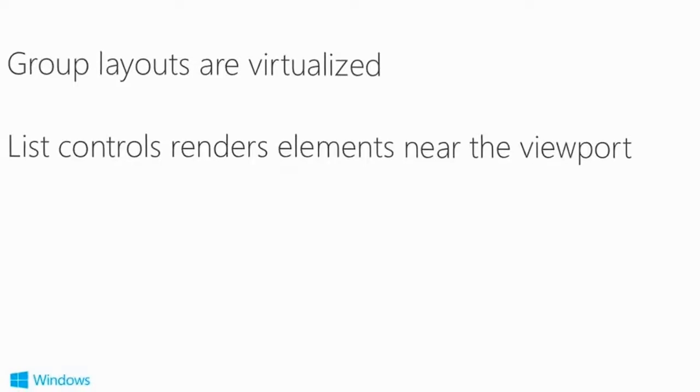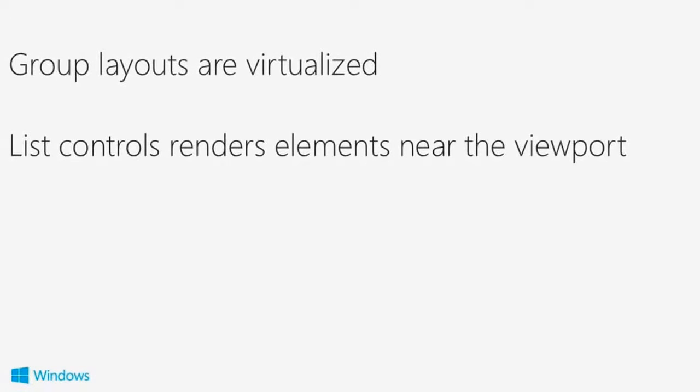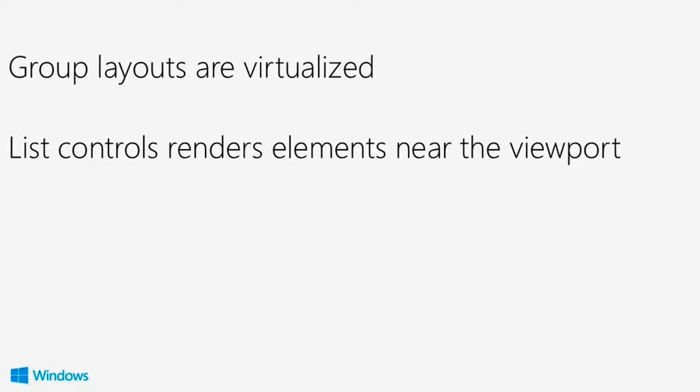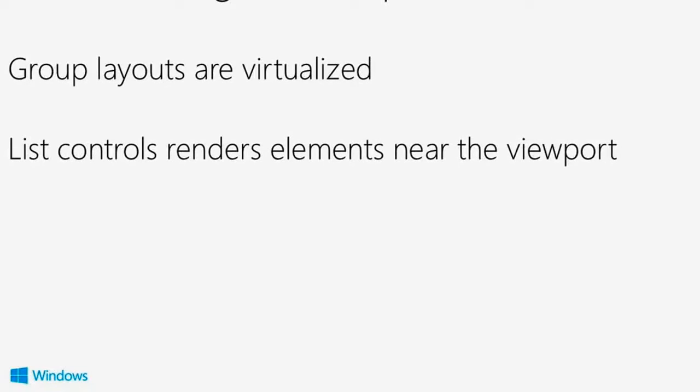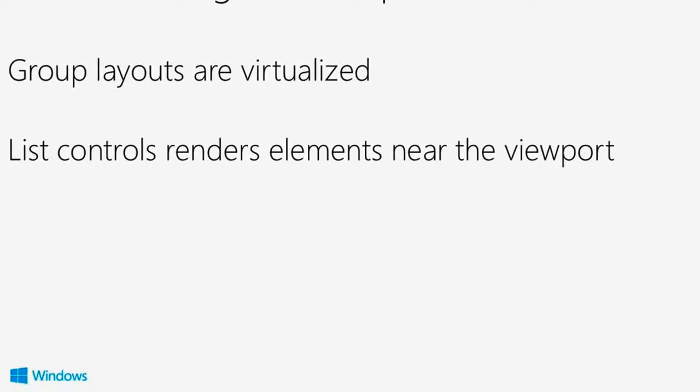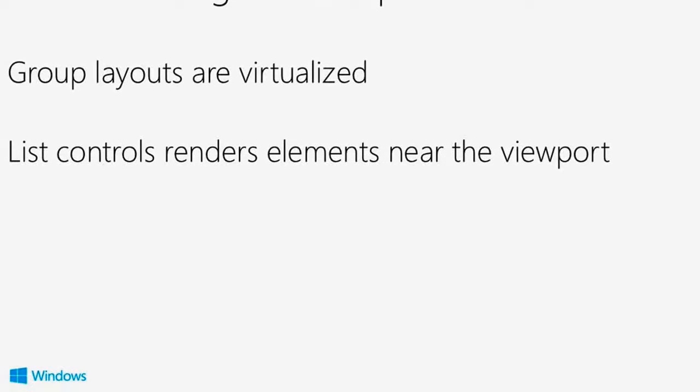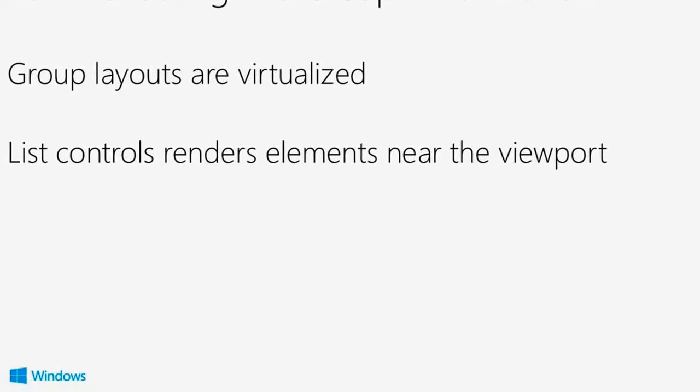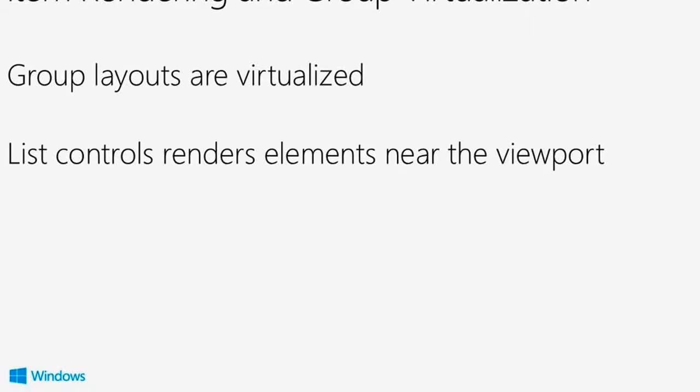Let's touch really quickly on some of our list best practices. When we do item rendering group visualization, our group layouts are virtualized. And so the control already knows how big each group needs to be, even if it hasn't rendered all the items inside of that group. The list control renders elements not necessarily in the viewport, but near the viewport. And so there's a certain buffer above and below the items that we can see, where those items have also been rendered in anticipation of the user scrolling down or up to them.